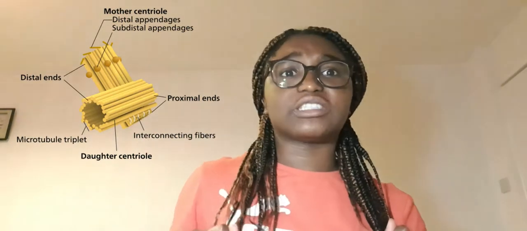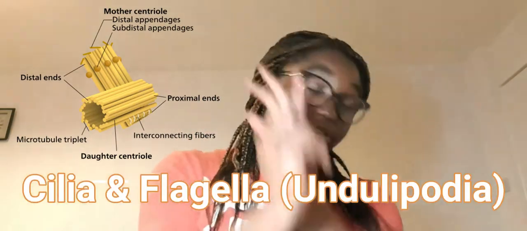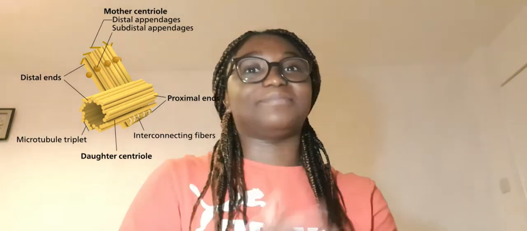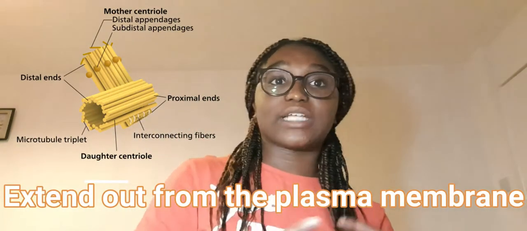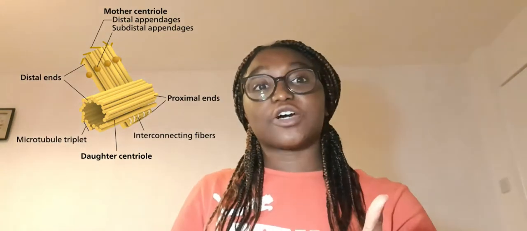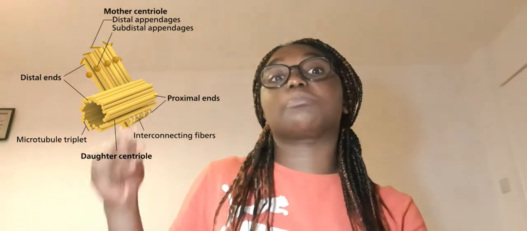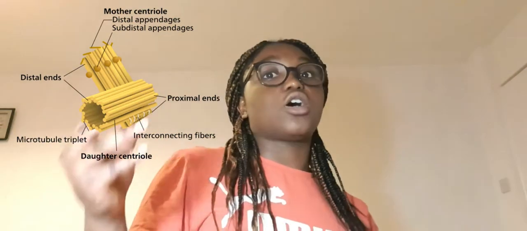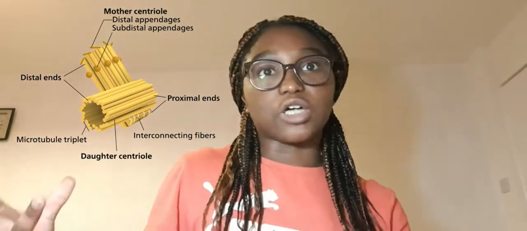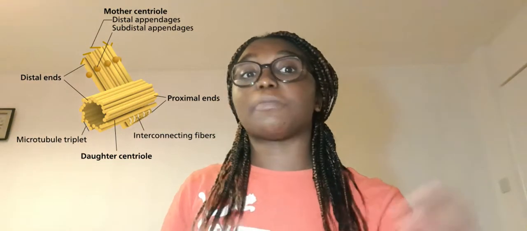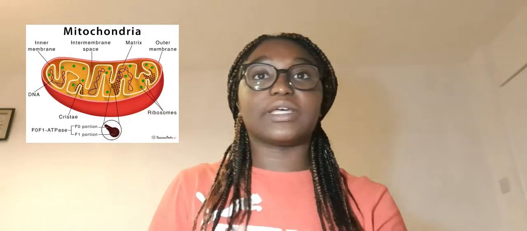That's not all, because the centrioles are also used to form cilia and flagella. Basically the microtubules extend out of a cell's plasma membrane to form these cilia and flagella. Also, even though I did say that plant cells do not have centrioles, there are exceptions. Some unicellular green algae may have a centriole, but usually, when we're talking in general terms about plant cells, they generally do not have a centriole.